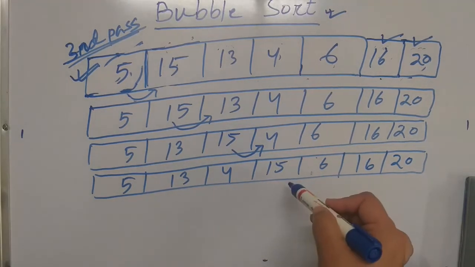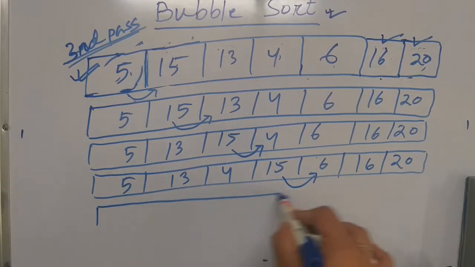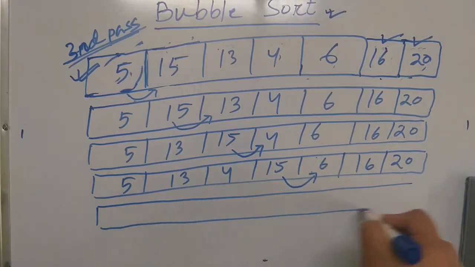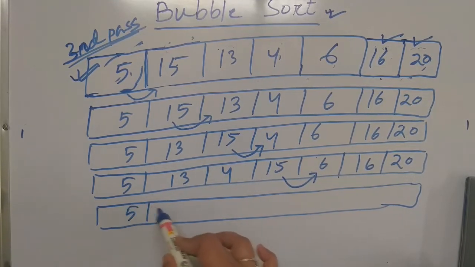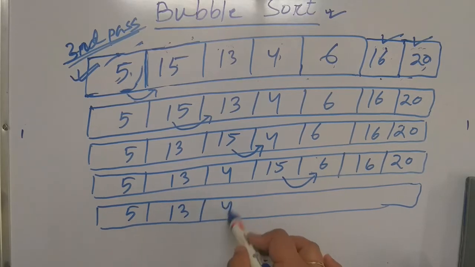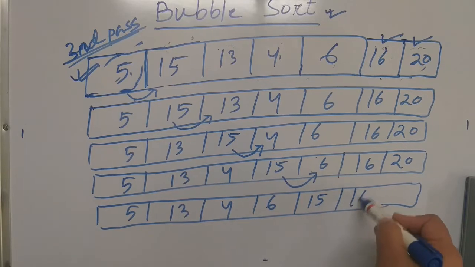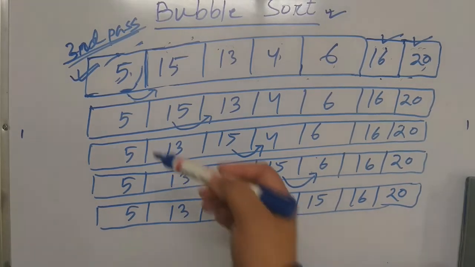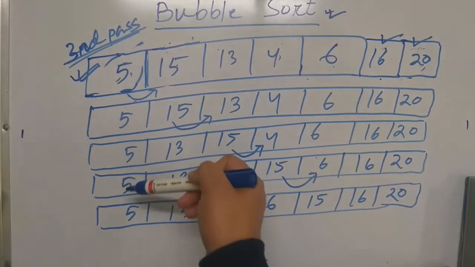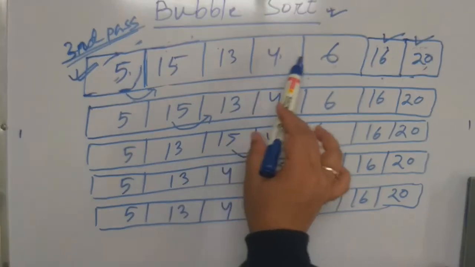Okay, so once again this 15 is compared with that 6. Whenever it is compared with the 6, the 6 is going to the 15 position and 15 is going to the 6 position. Okay, so here 6 and 15 and 16 and 20. Okay, so look at this. How many number of steps are here? Only 1, 2, 3, 4, 5. How many comparisons? 1, 2, 3, 4, 5.